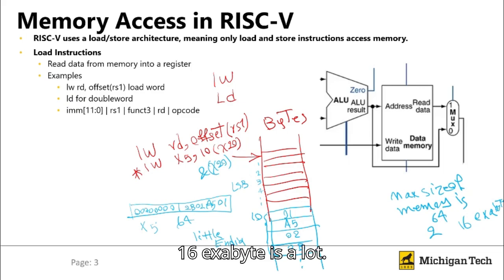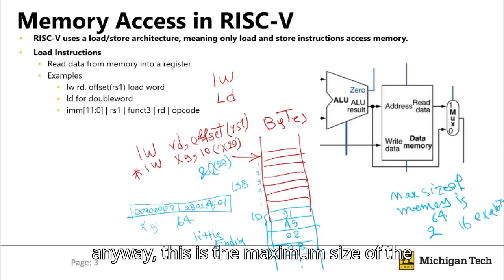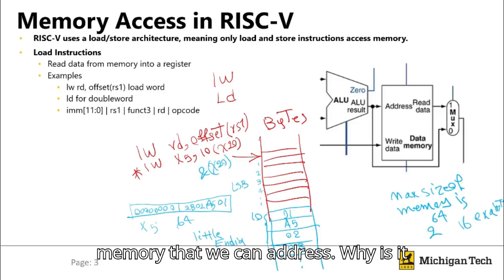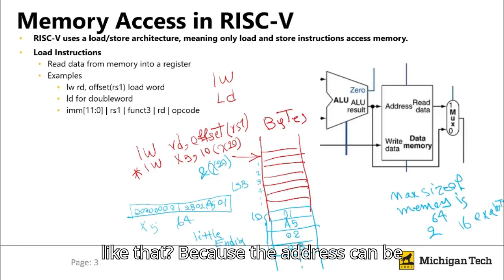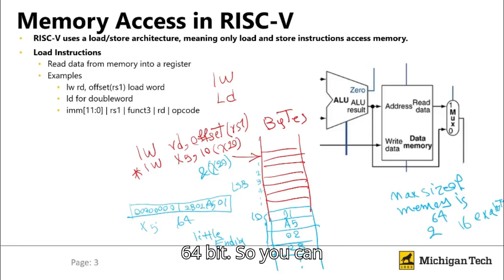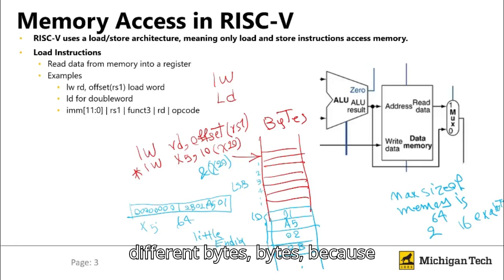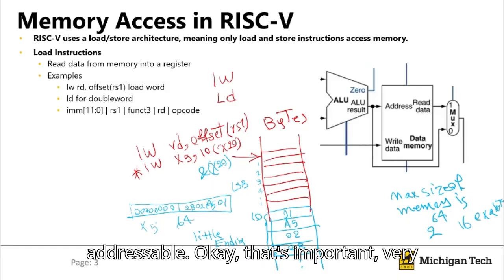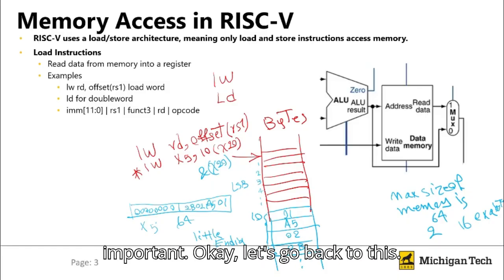16 exabytes is a lot. Anyway, this is the maximum size of the memory that we can address. Why is it like that? Because the address can be 64-bit. So you can have 2 to the power 64 different bytes, because bytes are addressable. Most memories in computers are byte addressable. That's very important.